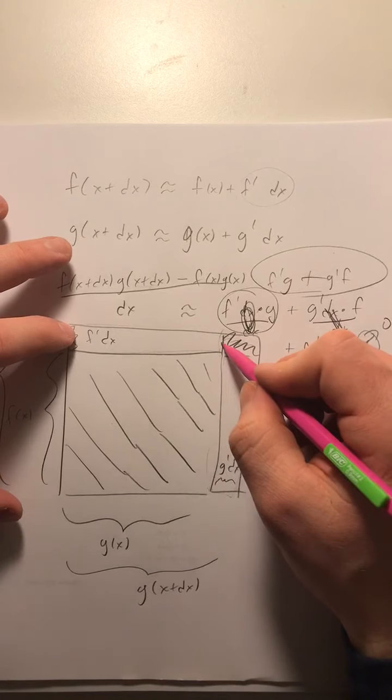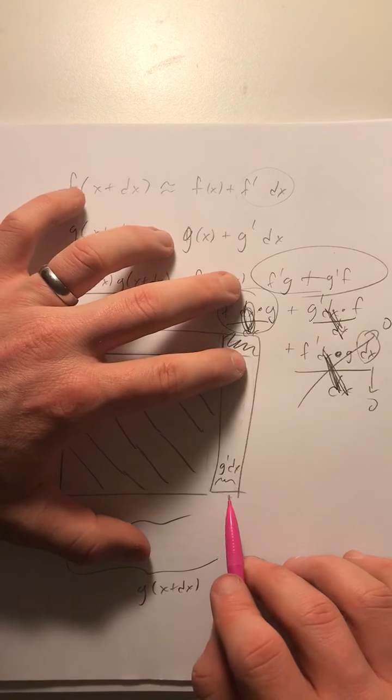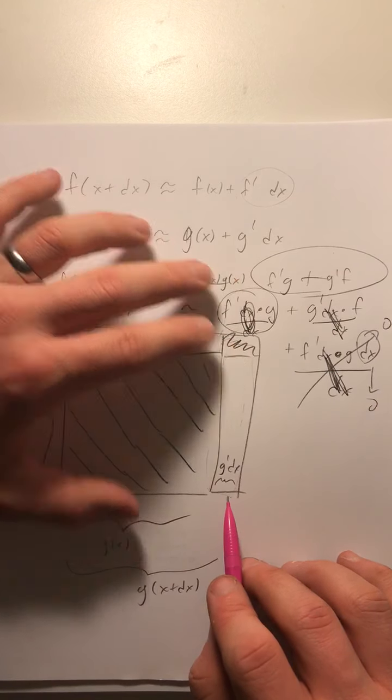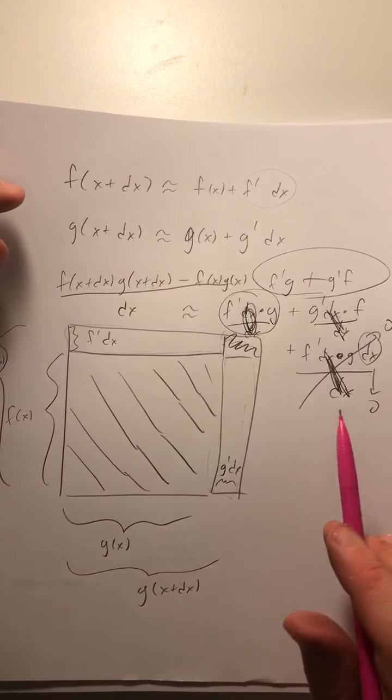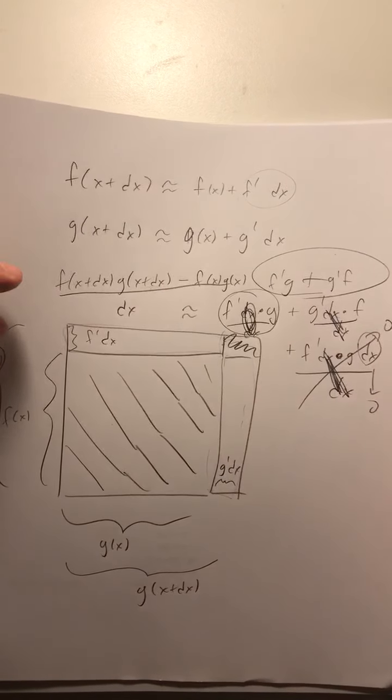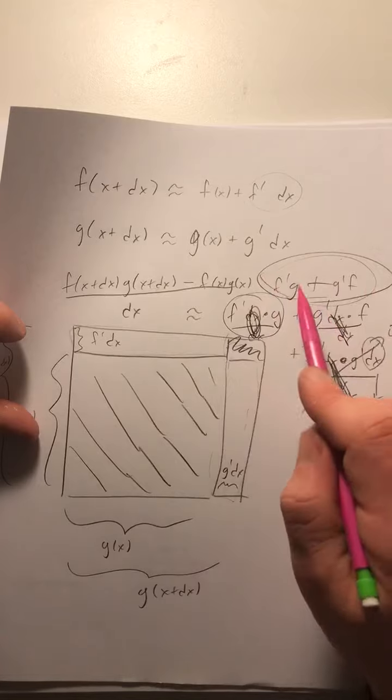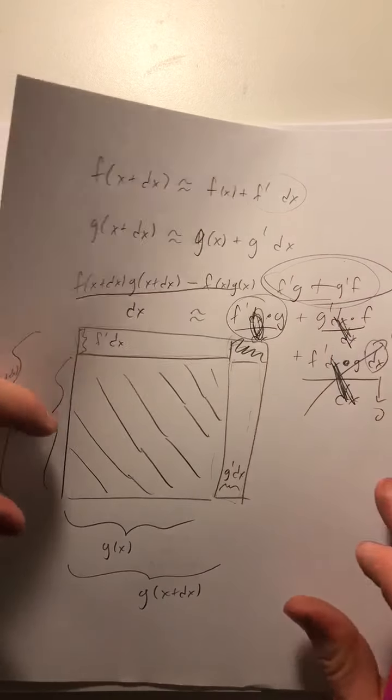And so the f prime dx times g and the f g prime dx, those are the parts that matter, and those are the terms that show up in the product rule.